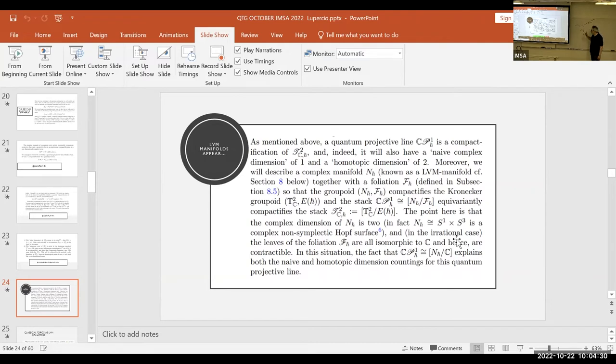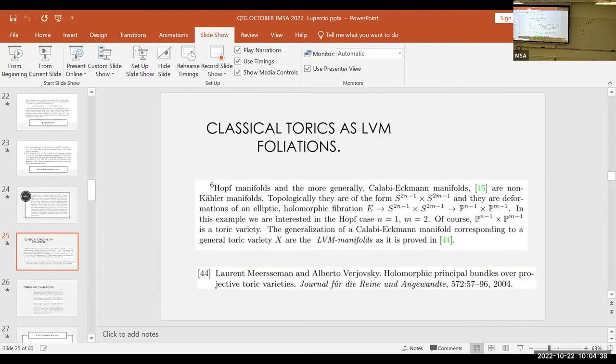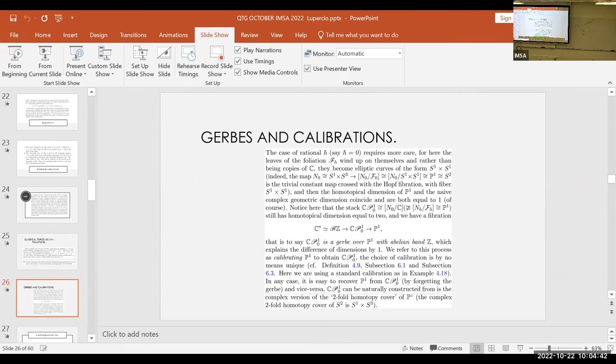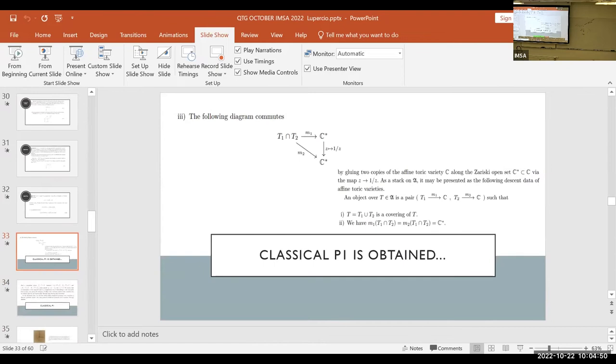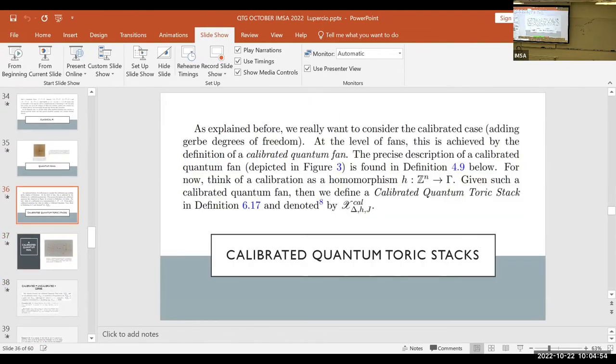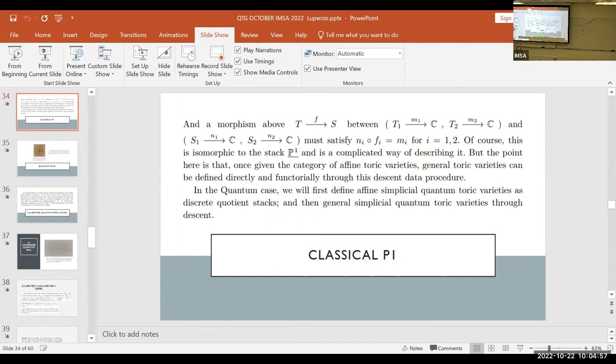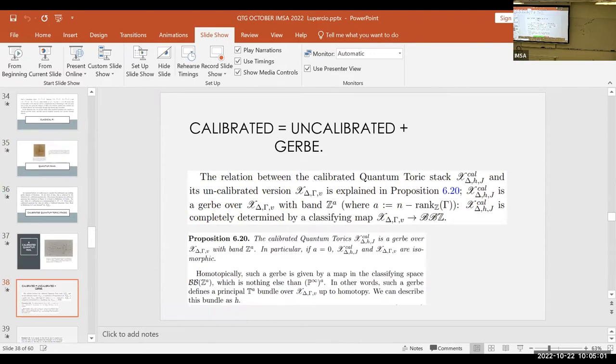Well, what is the band of this term? For CP1, it's an integer many times. For CP1, it's just a Z band, and in the more general case, here it is. In the more general case, it's a Z to the A, where A is N minus the rank of the quasi lattice. So this is the gerbe that appears here.